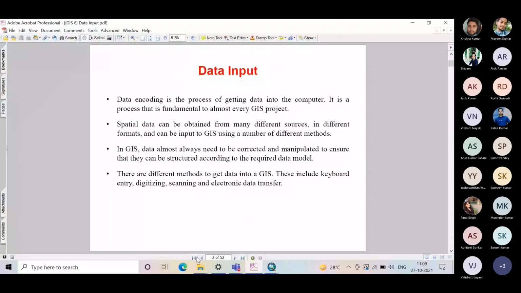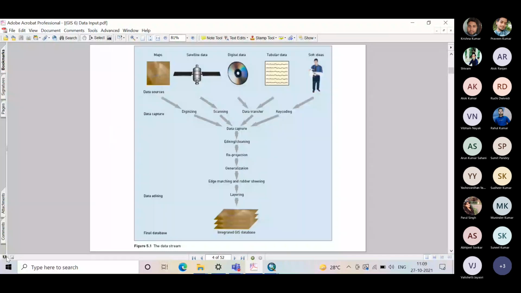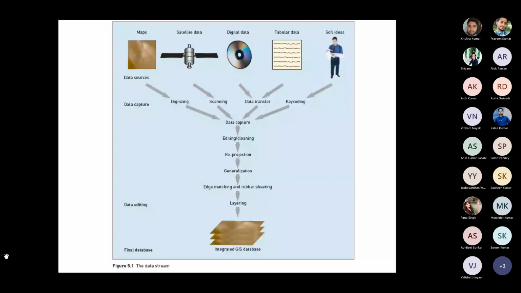So this was the complete data stream diagram, showing how the data gets collected. It starts from the map, satellite images, and digital data. These are the different sources. Then, using different capturing methods like keyboard entry, digitization, scanning, and data transfer, the data gets captured. After that, it gets edited, meaning cleaning, reprojection, generalization, edge matching and rubber sheeting, and layering. And finally, an integrated GIS database is created from this.